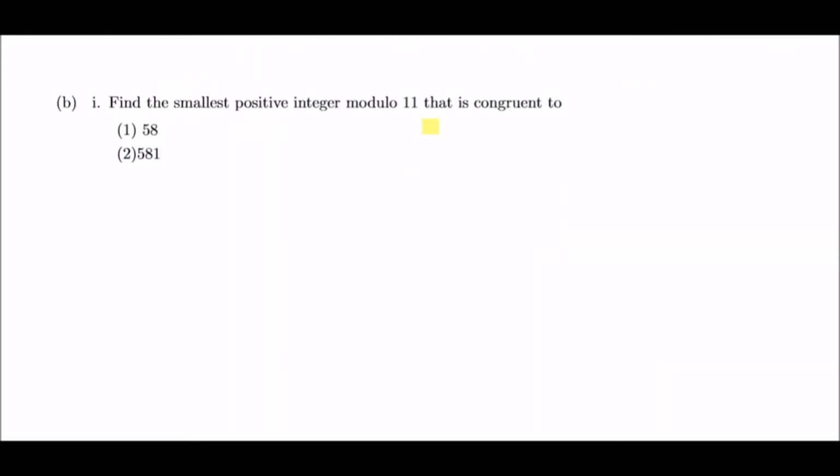So here we need to find the smallest positive integer of mod 11 that is congruent. So congruent means identical to these digits. Now all this means is that we just have to work in mod 11. So literally mod 11. So this is a cycle. Now how do we do this? So the first term, 58. So we can firstly say, what is 58 mod 11?